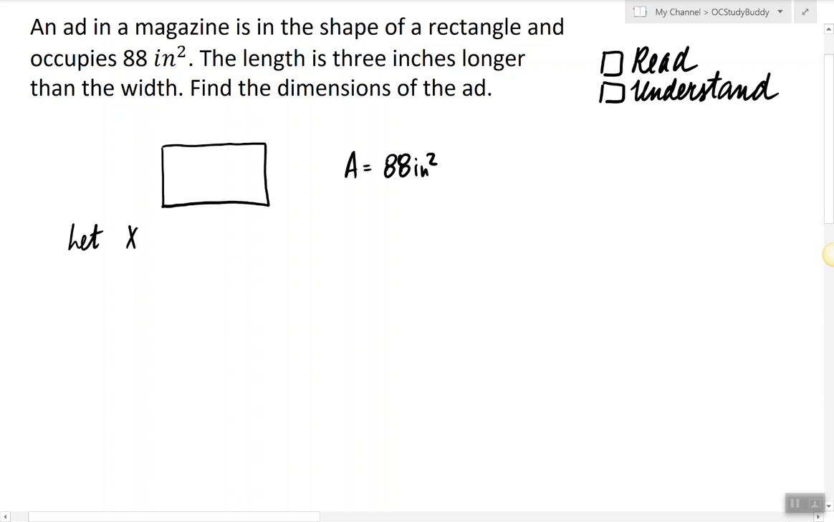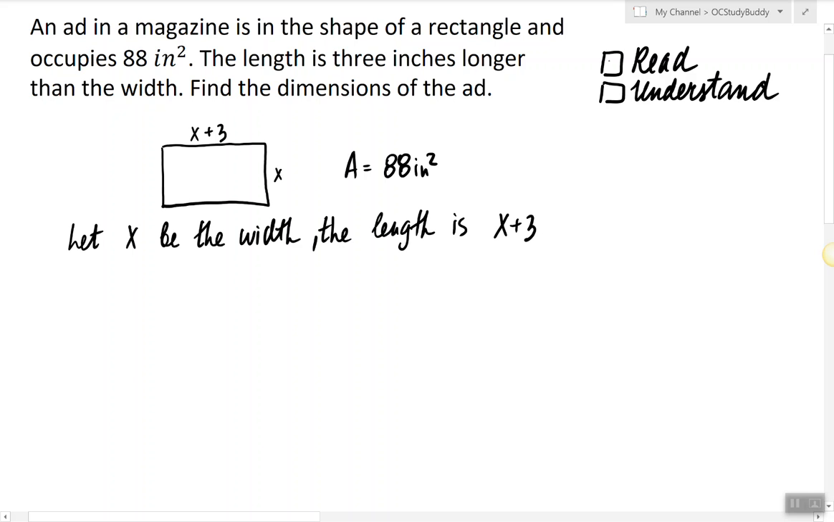So we have a rectangular shape for which the area is given. So the area is 88 inches squared. And here we have the phrase, the length is 3 inches longer than the width. So that means if I let x be the width, the length is then 3 inches longer, which means x plus 3. So if this is x, then this is x plus 3.